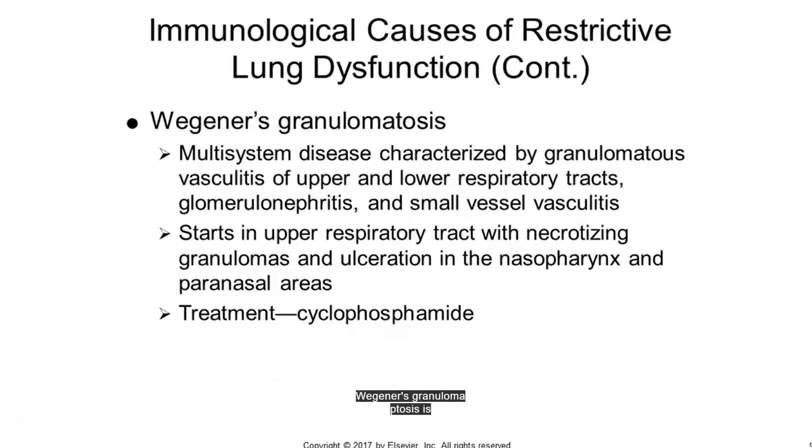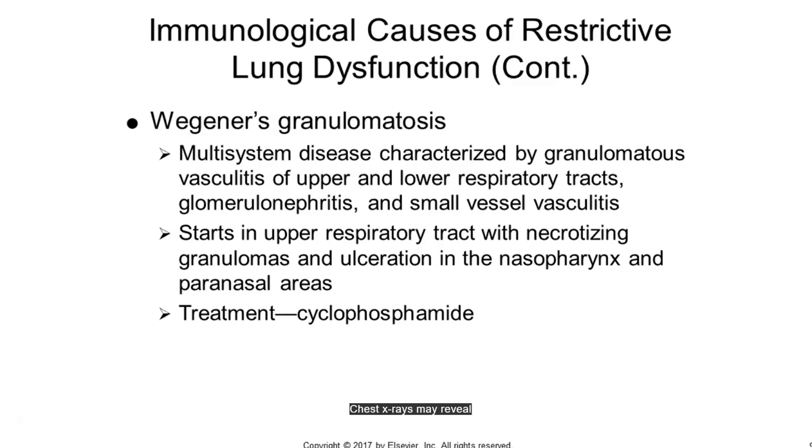Wegener's granulomatosis is a multisystem disease that presents as vasculitis in the upper and lower respiratory tracts, glomerulonephritis, and small vessel vasculitis, often leading to necrotizing granulomas and ulcerations in the nasopharynx and paranasal areas. Blood tests such as an anti-neutrophil cytoplasmic antibody, or ANCA test, will be elevated. Urinalysis will detect blood and protein, and tissue biopsies will reveal granulomas.